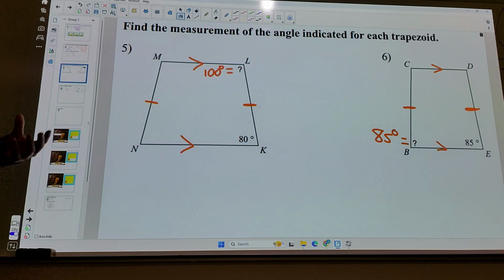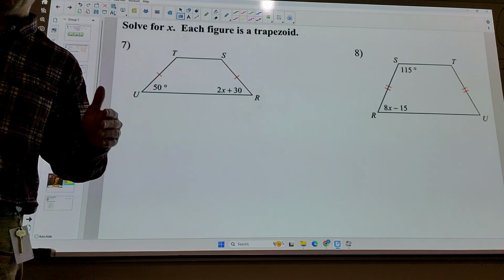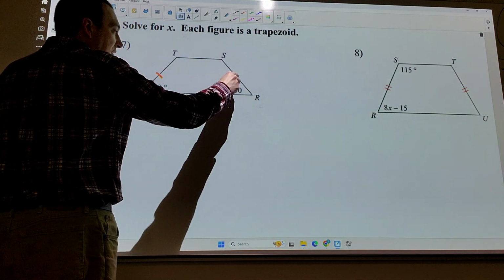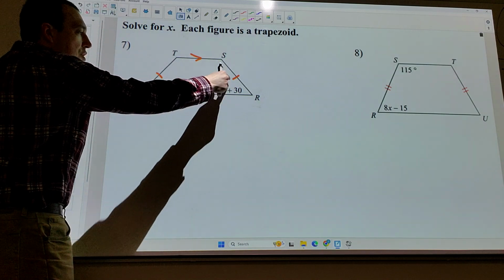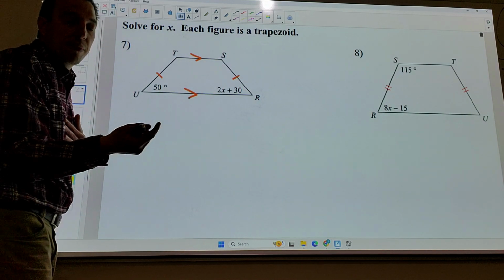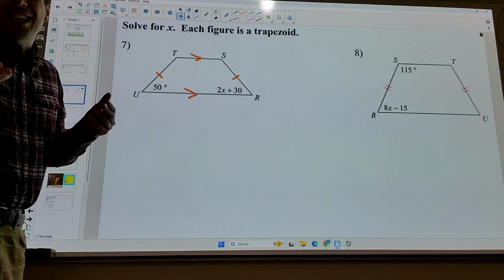Last one. I would pause this one and see if you can figure it out. What angles are equal and what angles add up to 180? All right, here we go. They said that these were an isosceles trapezoid. These two angles, S and R, add up to 180, but that's not part of our problem. These two angles add up to 180. Again, that's not what they asked for.